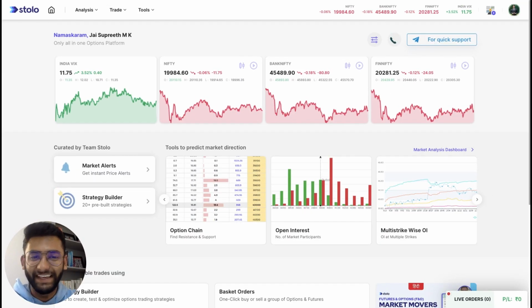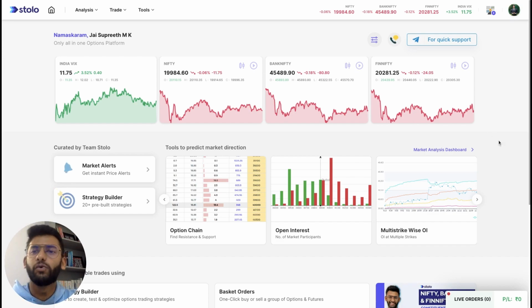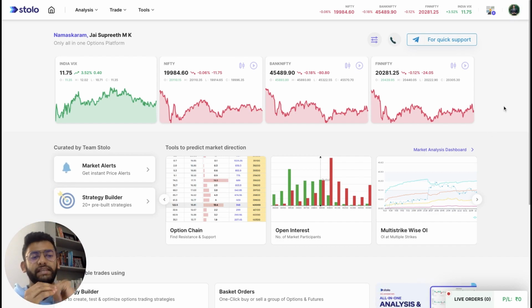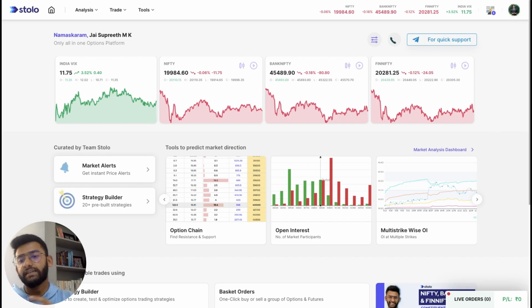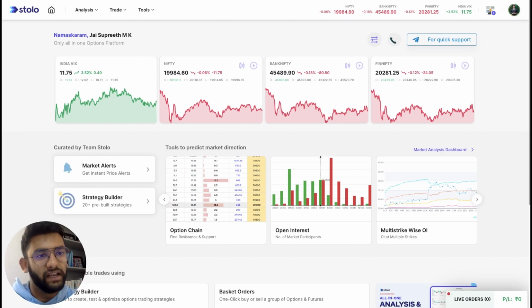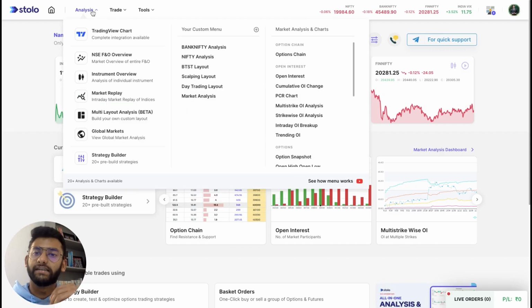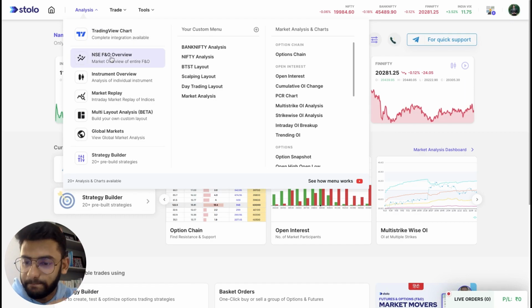I should quickly start out, right? So the whole idea of Stolo is the all-in-one F&O options trading platform. We cover all the indices as well as equity F&O. So quickly getting into the features itself.